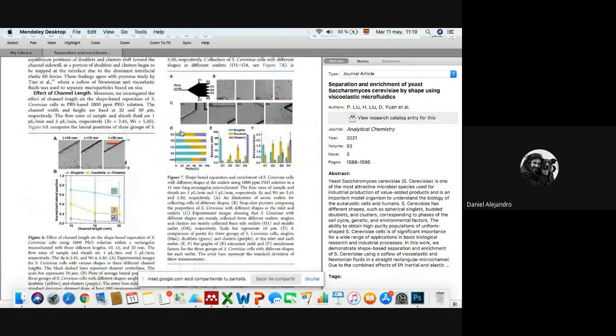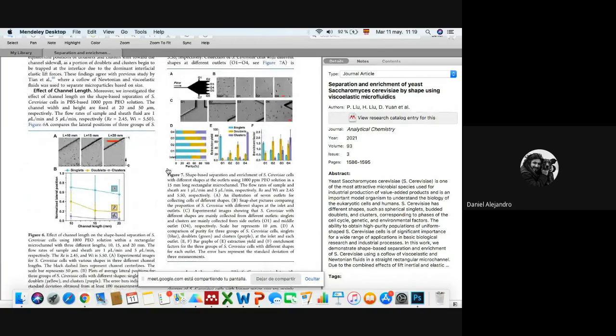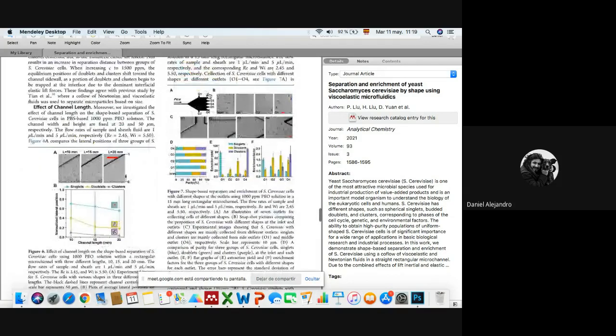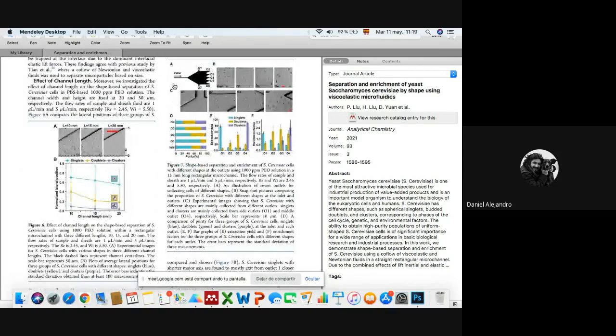So here we can see the living cells, because we have seven outlets, and at outlet one and outlet seven, we extract the viscoelastic flux, the non-Newtonian flux. But in the central outlets, we obtain the sorted cells to prove if they are alive. And in this case, in O4, we have the highest rate of living cells.